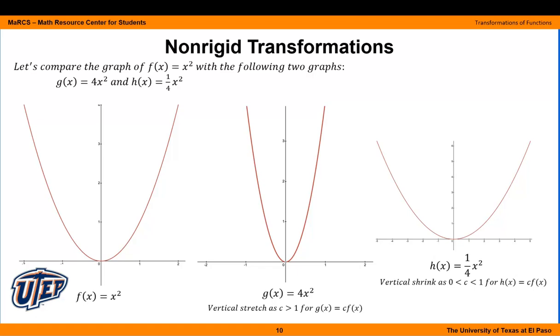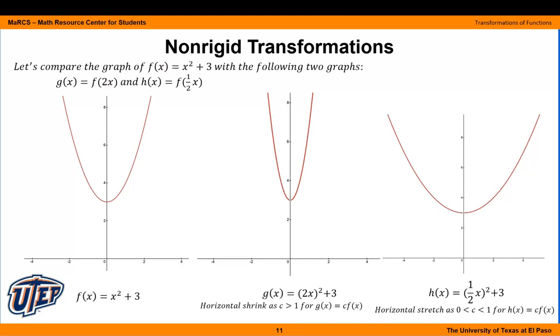For vertical transformations, we multiply outside the function. G of x is equal to c times f of x. If c is bigger than 1, the graph stretches vertically. It becomes steeper. If c is between 0 and 1, the graph shrinks vertically. It becomes flatter. In these examples, we see that 4x squared is a vertical stretch, and 1/4 x squared is a vertical shrink. Outside changes affect vertical movement.